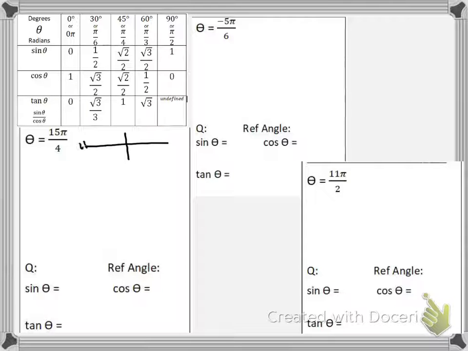This is pi. This is 0. Because I have a 4 on the bottom, I'm calling this 4 pi over 4. Over here for the 2 pi, I'm keeping a 4 on the bottom, but 2 times 4 is 8 up top. So 15 pi over 4 is bigger than a full circle.